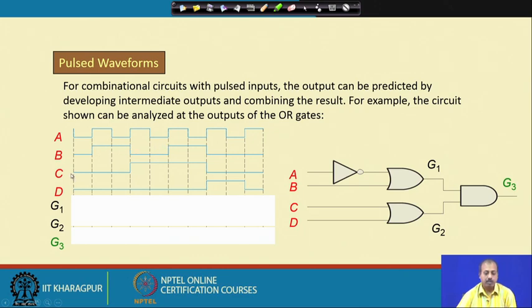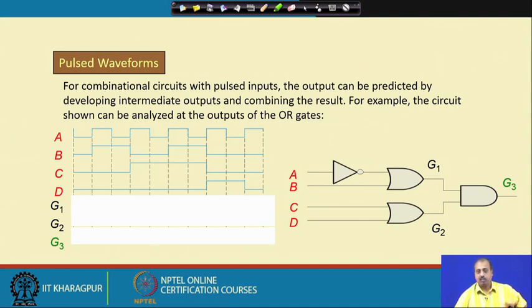Similarly, C is toggling every 4 time units. It was initially 0, it becomes 1 here, for 4 time units it remains equal to 1, then it comes down and goes like this. Similarly, D is 0 for this much time, then it goes high and remains high for 2 time units, then comes down and goes to 0. So A, B, C, D are the inputs, and these waveforms are given to us.